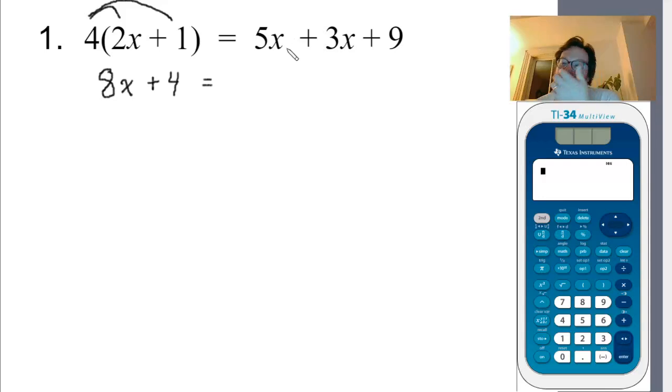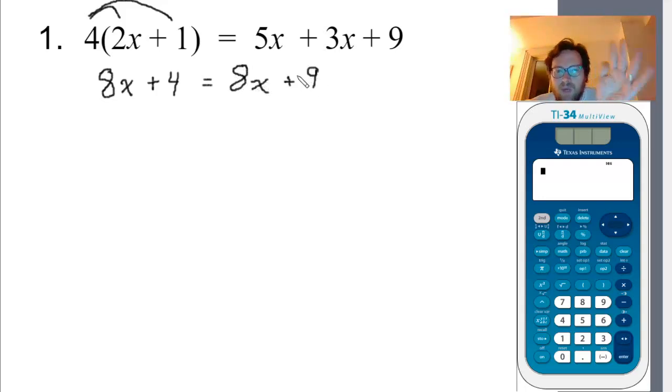Now, on this side, it says 5x plus 3x plus 9. Now, technically, step 2 is you should combine like terms. But why don't we just combine like terms here? So we have 5x plus 3x is, oh man, that's an 8. 8x plus 9.